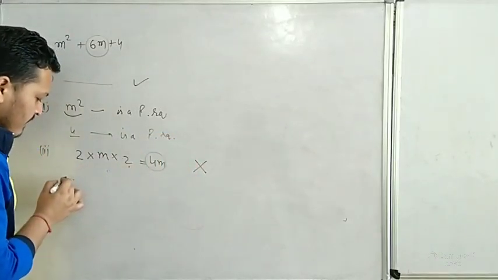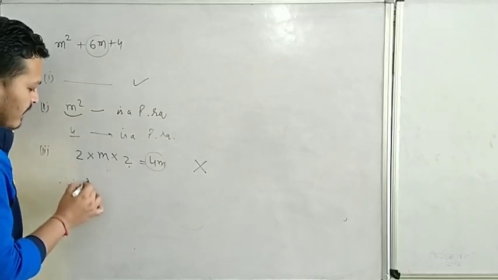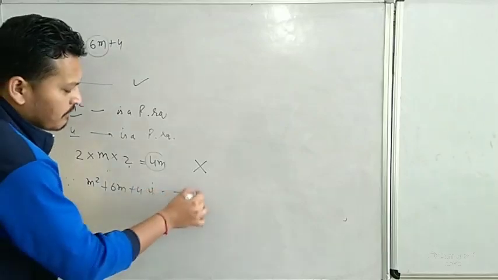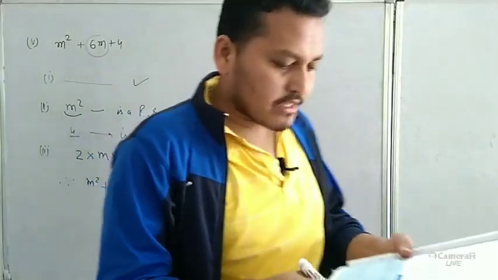So we can write here: therefore, the given polynomial m square plus 6m plus 4m is not a perfect square. So I hope you understand this thing.